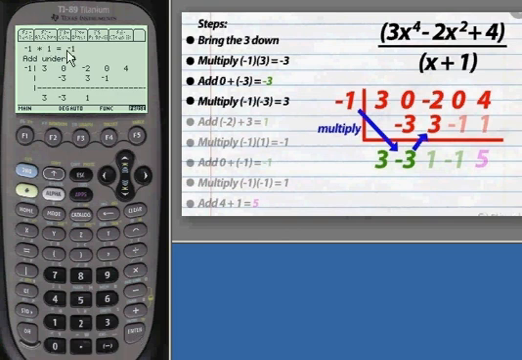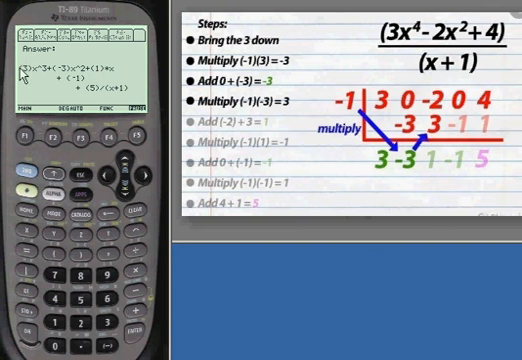Minus 1 times 1 equals minus 1. That goes under the 0, and we add that minus 1. Multiply that: minus 1 times minus 1 is 1. It goes under the 4. Add those two together, you get 5. Since there's a remainder now, I'll show you.